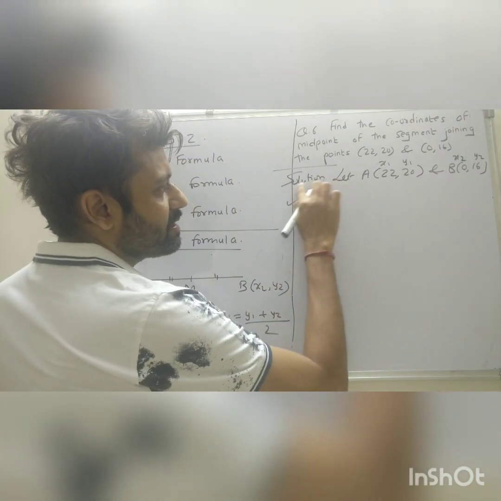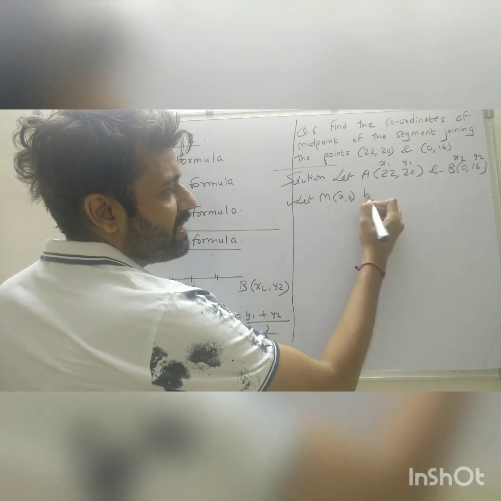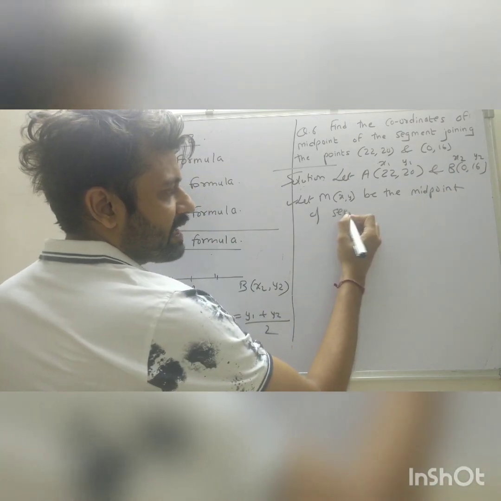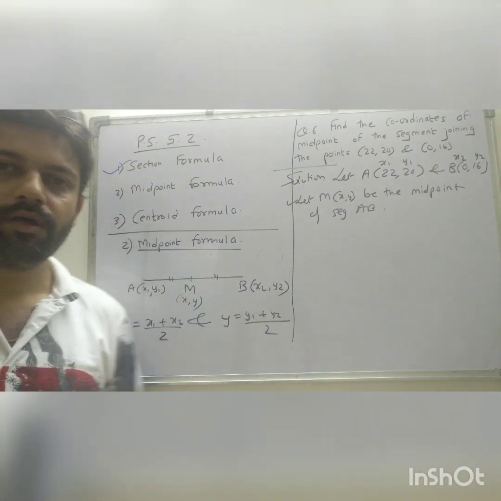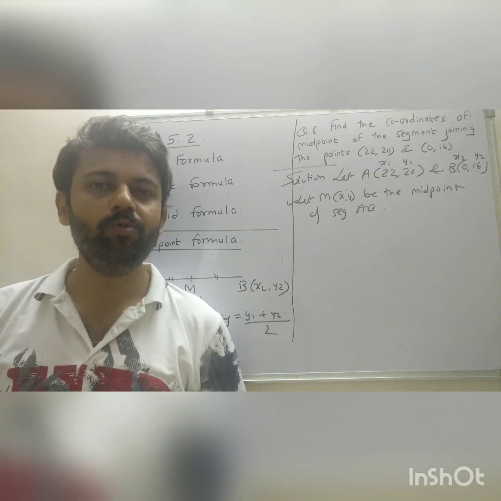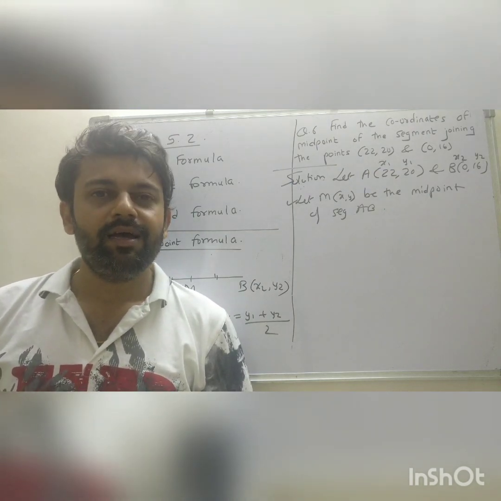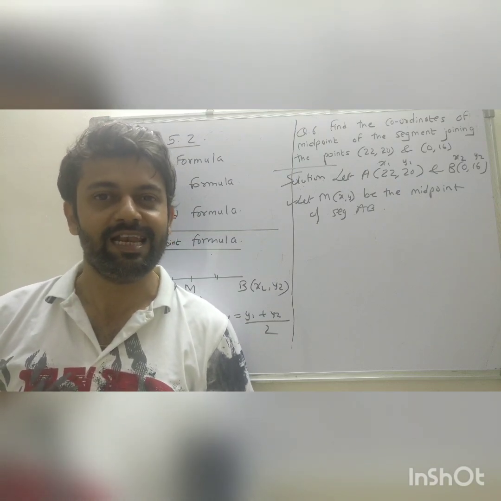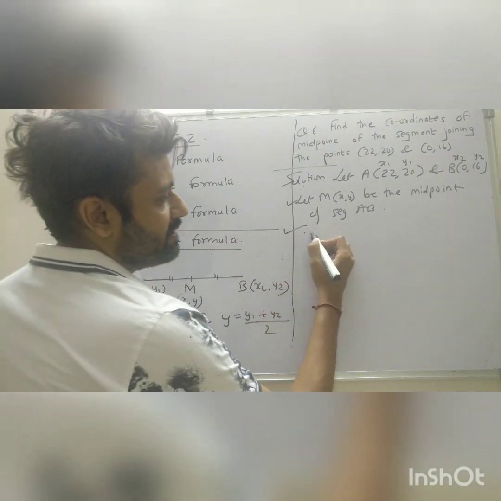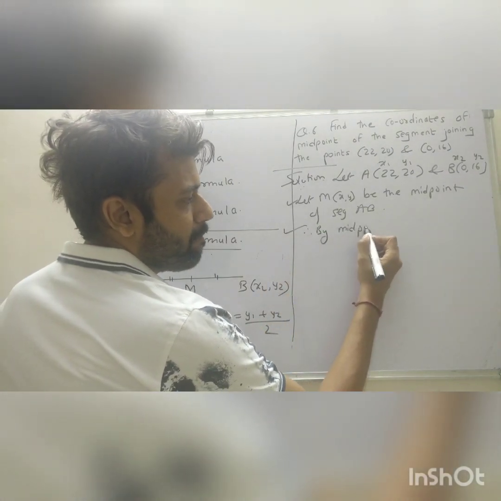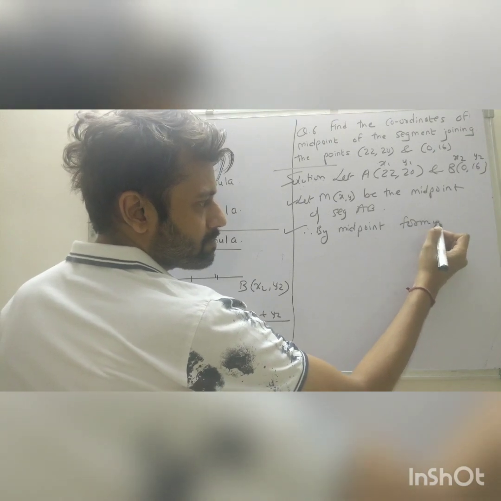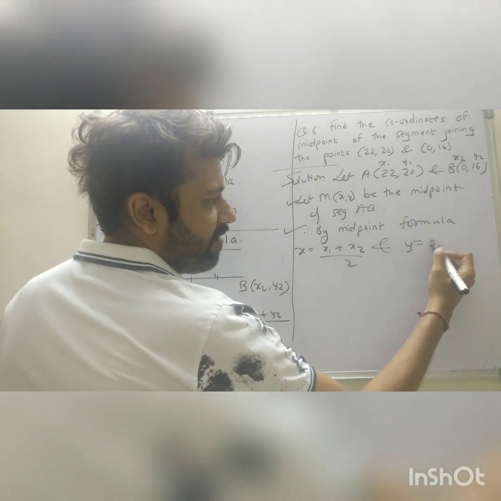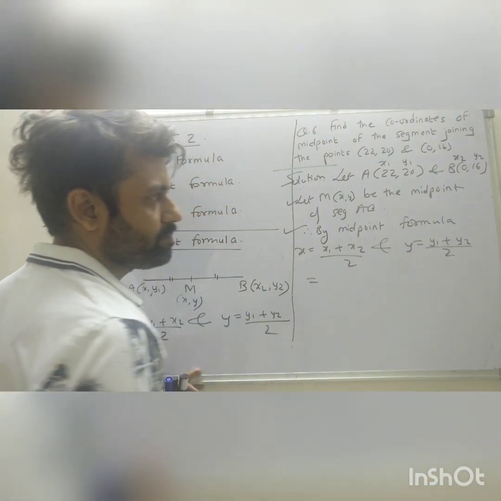Let M be the midpoint of segment AB. Well, you can assume P, Q, R, whichever you want. In this case, I am assuming M is the midpoint. Since I am assuming, I have to use the word let. Therefore, by midpoint formula, x is equal to x1 plus x2 upon 2 and y is equal to y1 plus y2 upon 2.